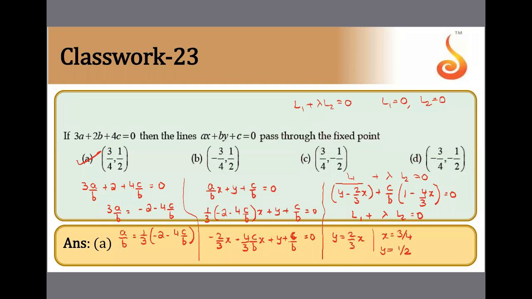No, we can't compare it. It's not comparison. They are saying that 3a plus 2b plus 4c equal to 0, then these lines pass through a fixed point. By different values of a, b, c, you get different lines. So many lines you'll get for different values of a, b, c. So we brought it in the form of L1 plus lambda times L2 equal to 0. By giving different values of c and b, you get different lines. Got it?